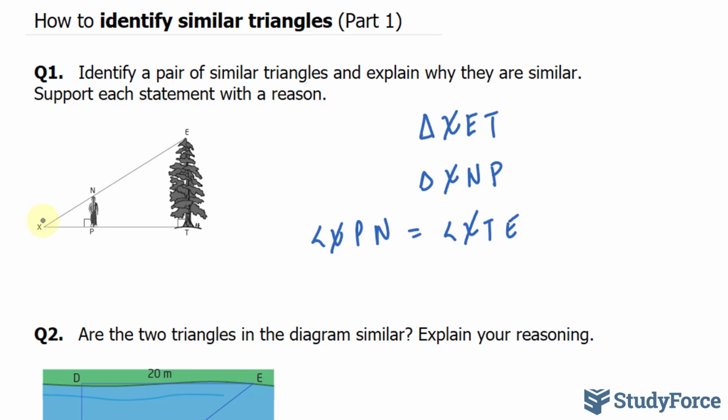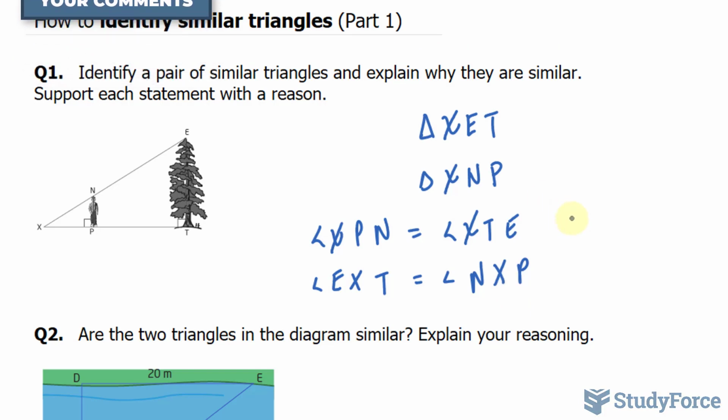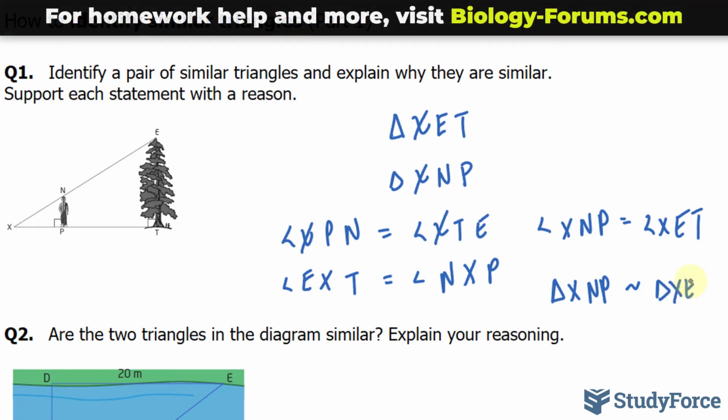Now, because X is a common vertex in both triangles, we can say that angle E, X, T is equal to angle N, X, P. And if two angles in a triangle are the same, then the last one also has to be the same. So angle X, P, N is equal to angle X, E, T. And because all three pairs of angles are equal, we can say that triangle X, N, P is similar to, this symbol represents similar to, triangle X, E, T.